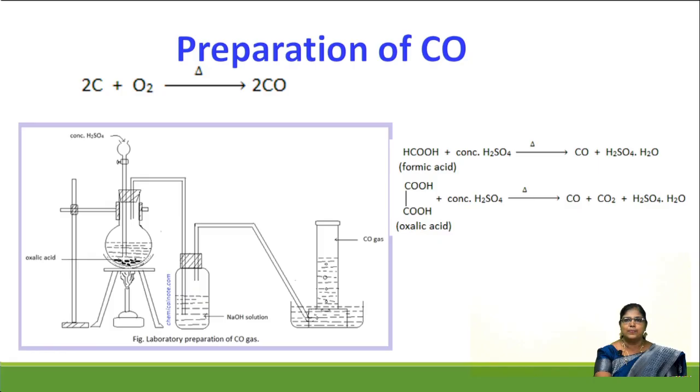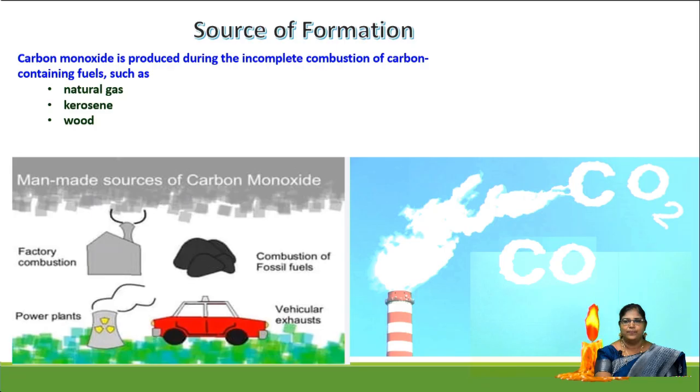And this is the preparation of carbon monoxide in the laboratory. Here a round bottom flask is taken and oxalic acid crystals are added into the round bottom flask, and concentrated sulfuric acid is added through the thistle funnel and it is heated. The carbon monoxide so formed is collected in the jar by the downward displacement of water.